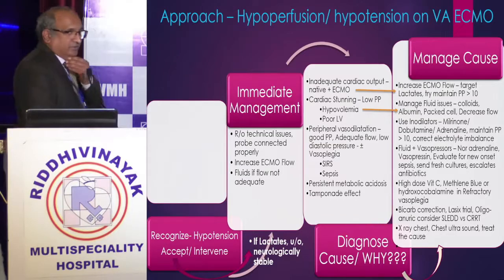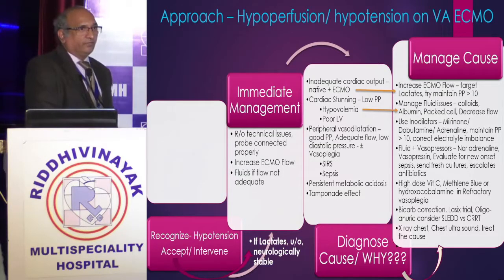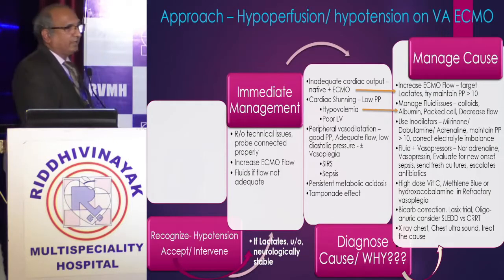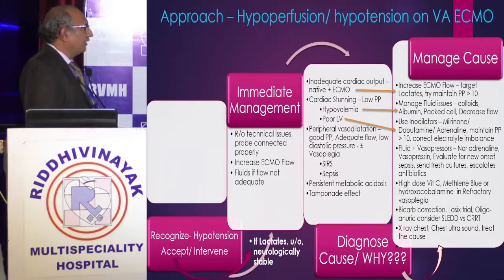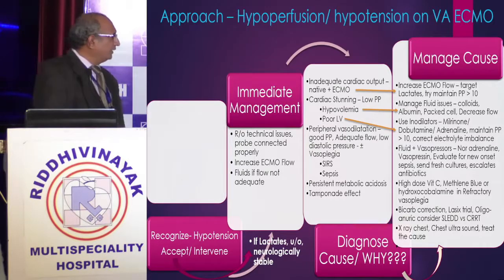If there's a cardiac stunning, Dr. Goel has already discussed it. The first thing is you give fluid. It might be an empty LV because the RV is empty, which is causing the LV to also get empty. So give fluid and see whether the cardiac contractility or pulse pressure improves. If it is a poor LV, then you think in terms of inodilators, either dobutamine, milrinone, or adrenaline. Try to maintain the pulse pressure more than 10.